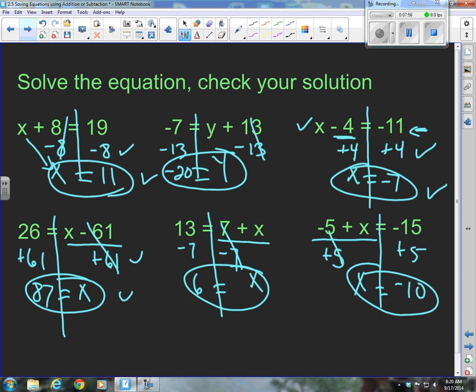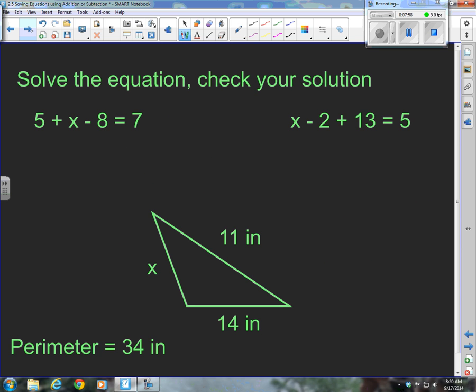Okay? Let's look at another page. Solve the equation, check your solution. Again, except we've got an extra step here. We've got two constants, here and here, with the x. All we have to do is simplify. We know how to add like terms. The two constants are like terms. So I'm going to add 5 and negative 8 together as my first step. So x doesn't change, but 5 plus negative 8 is negative 3. So that's x minus 3 equals 7.